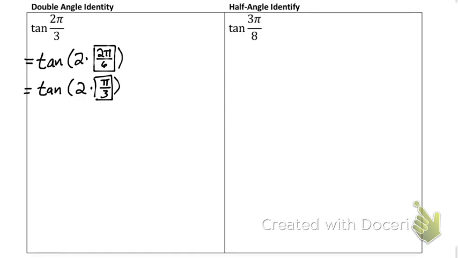So our double angle for a tangent is going to be 2 times the tangent of that angle, pi over 3, all over 1 minus tangent squared of that pi over 3. Pi over 3, out of the 3 choices, is the second best one for tangent, because 1's the best.